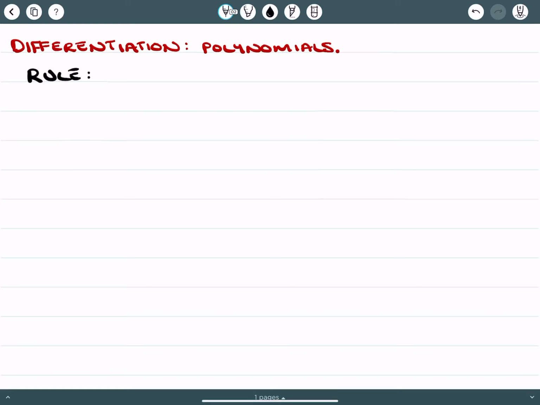Let's start with the rule that we need to understand for differentiation of polynomials. If I have a function y equals ax to the n, our derivative is given by dy/dx. That's the difference of y over the difference of x, which is really talking about the gradient of the tangent or the rate of change within the function. The rule is that we take n and bring it to the front, multiply it by a as a constant, x, and then we reduce the power of n.